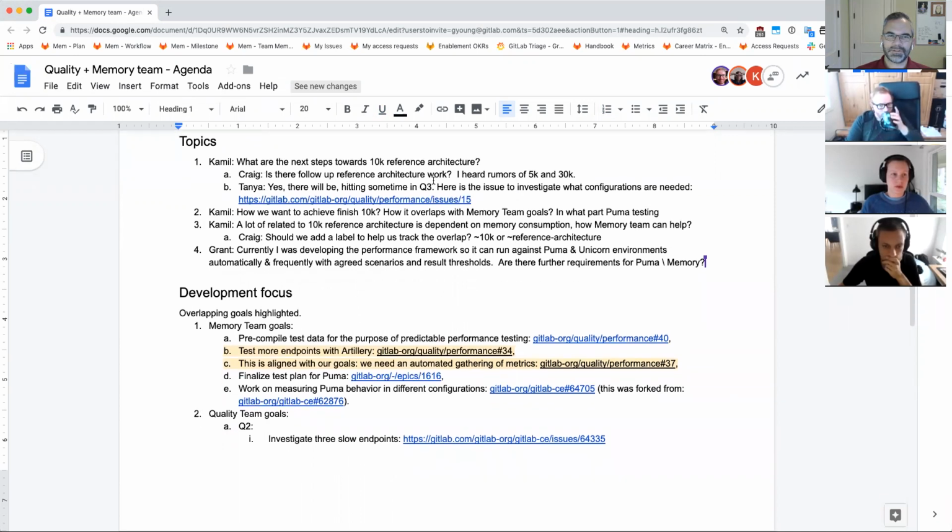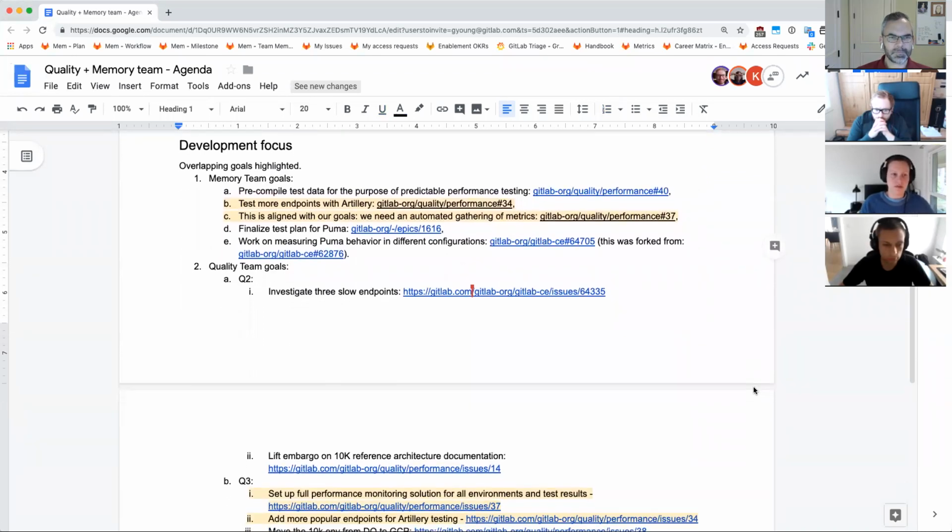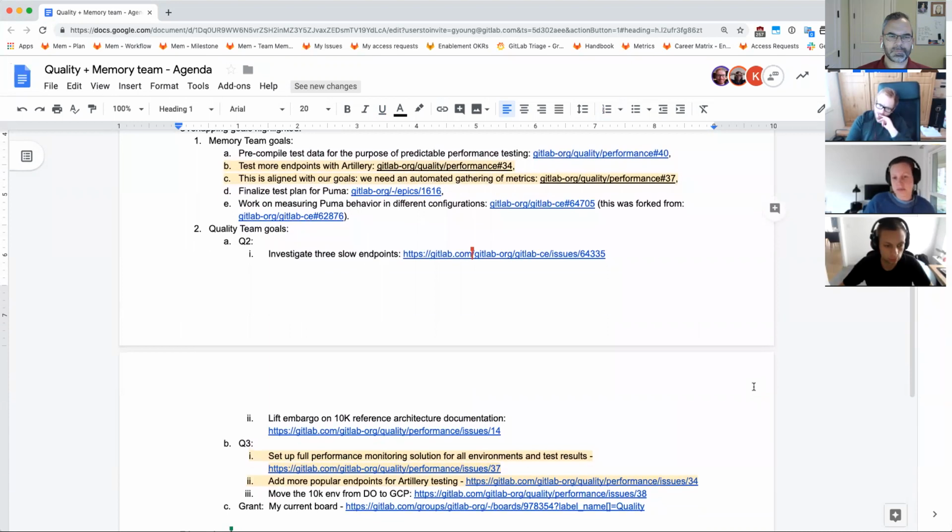Are there any other questions around next steps towards 10K reference architecture? I tried to highlight it below in the focus and goals section. I tried to split that into Q2 and Q3 to give you an idea of what our next steps are. That makes sense.